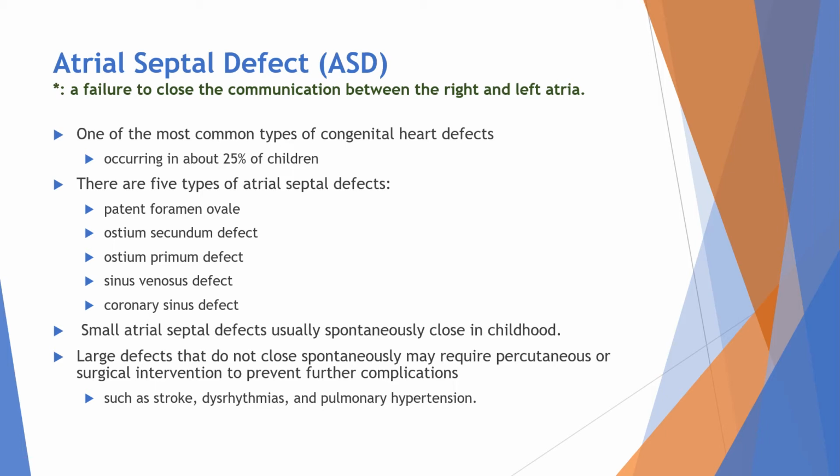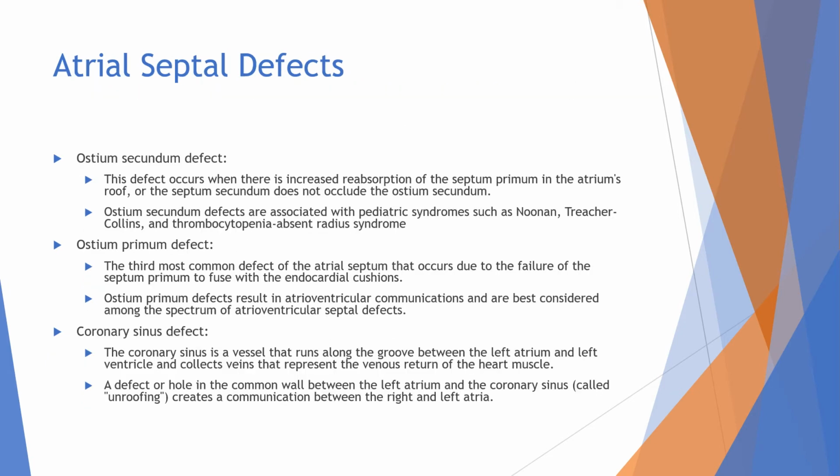There are 5 different types of atrial septal defects: patent foramen ovale, ostium secundum, ostium primum, sinus venosus, and coronary sinus defects. Small atrial septal defects usually close spontaneously. However, large defects will not close, and they'll require some sort of surgical intervention. If this doesn't happen, other complications can occur, such as stroke, dysrhythmias, and pulmonary hypertension.